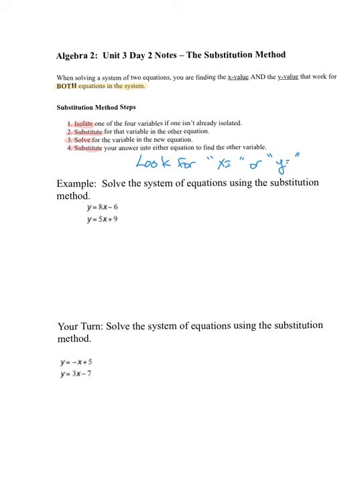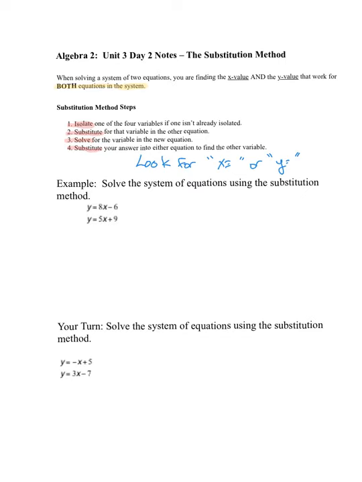There are no hard and fast rules about which one to do first, and that probably is what gets confusing. There is not only one way to do this. So you choose. Do you want to substitute y equals 8x minus 6, or do you want to substitute y equals 5x plus 9? Make a decision, make a pattern that you are going to do all the time, all right?